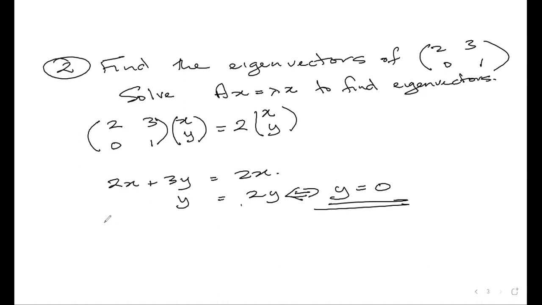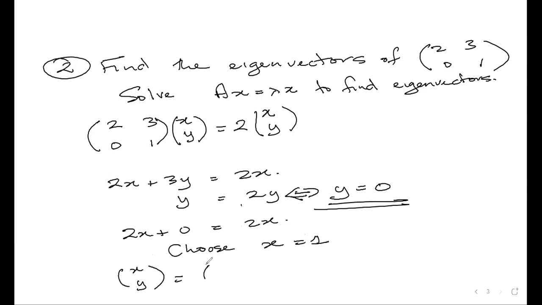So now, if I substitute this y equals 0, I'm going to get 2x plus 0 is equal to 2x. So any value of x, because 2 times x is equal to 2 times x, any value of x I choose will work. So I choose x equal 1. I can choose x equal 2, I can choose x equal 3, I can choose x equal 4, etc. So the first eigenvector that I have is x equal to 1, y equal to 0.